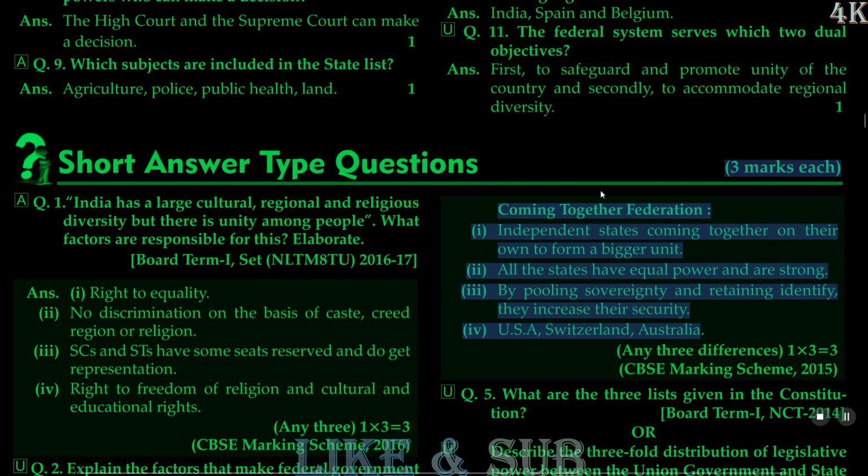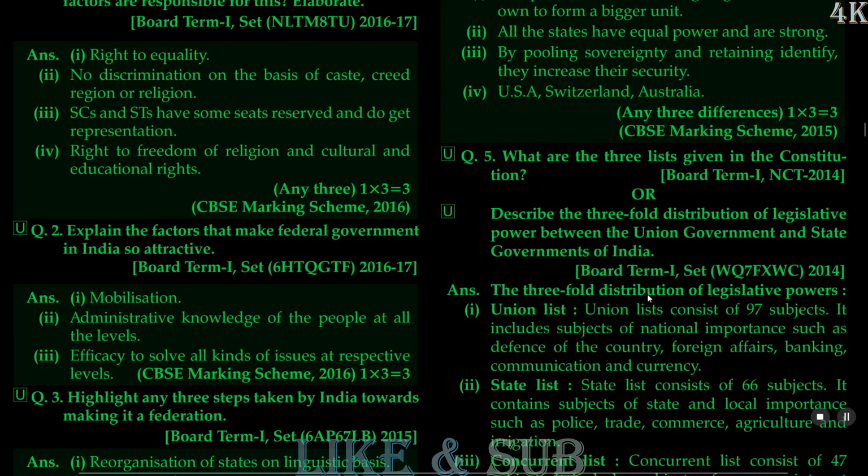Coming together federation. 3 marks each. 1. Independent states coming together on their own to form a bigger unit. 2. All the states have equal power and are strong. 3. By pooling sovereignty and retaining identity, they increase their security. 4. USA, Switzerland, Australia. What are the 3 lists given in the Constitution?